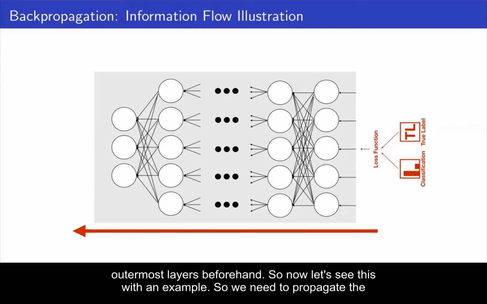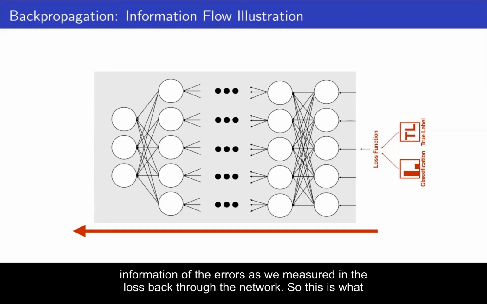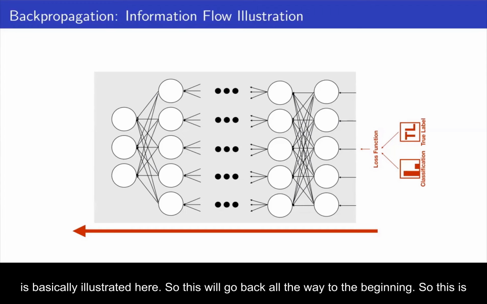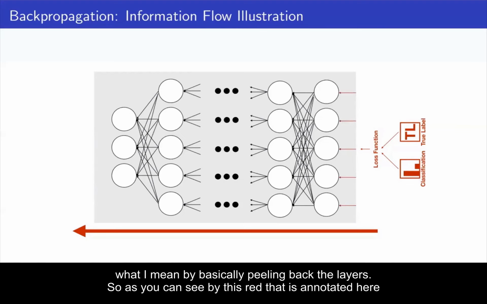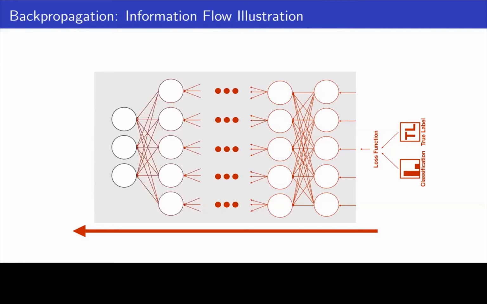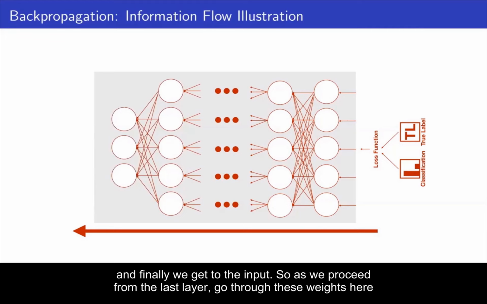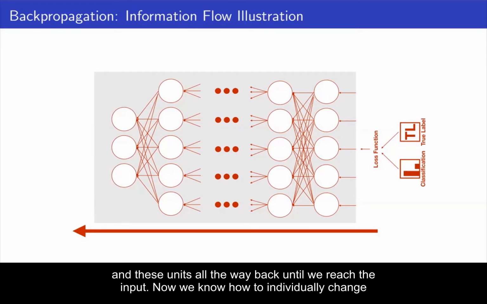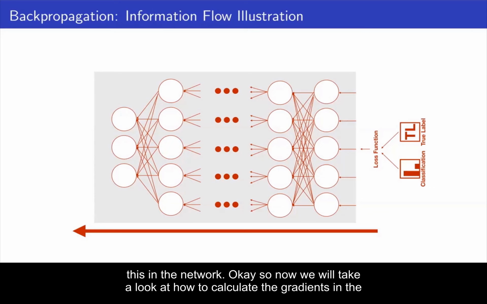So now let's see this with an example. We need to propagate the information of the errors, as we measured in the loss, back through the network. This is what is illustrated here. It will go back all the way to the beginning. This is what I mean by peeling back the layers, as you can see by the red annotations here. And finally, we get to the input. So as we proceed from the last layer, go through these weights and these units all the way back until we reach the input, now we know how to individually change them in the network.